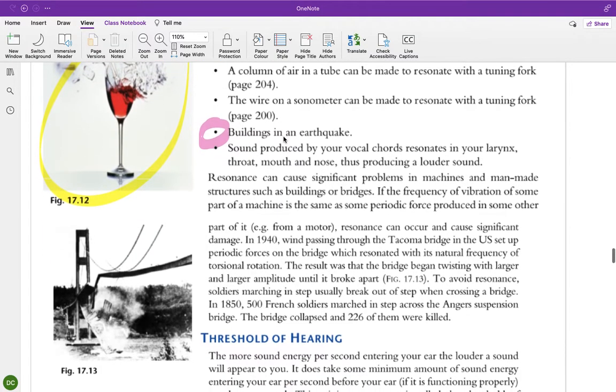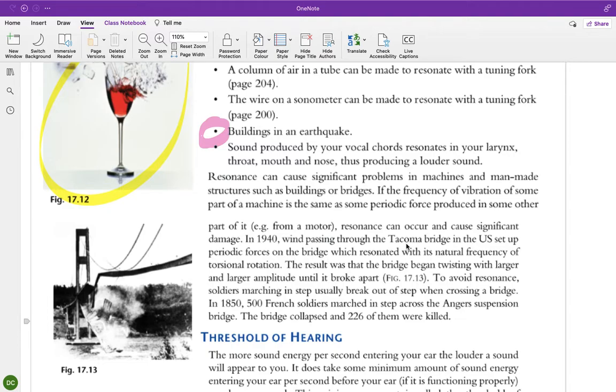And there's an example down here, the Tacoma Bridge in America. Is that the one? No, I thought it was in France. Yeah, here. This is the one in 1850, the French soldiers. French soldiers were passing over a bridge, and now these days soldiers, when they're in march, so you know, 1 2 1 2 1 2, if they ever have to march across a bridge, what they do is they break step, so the soldiers that are in front continue 1 2, and the ones that are second go a half step off them, right? So that they're not all going 1 2 1 2 1 2.